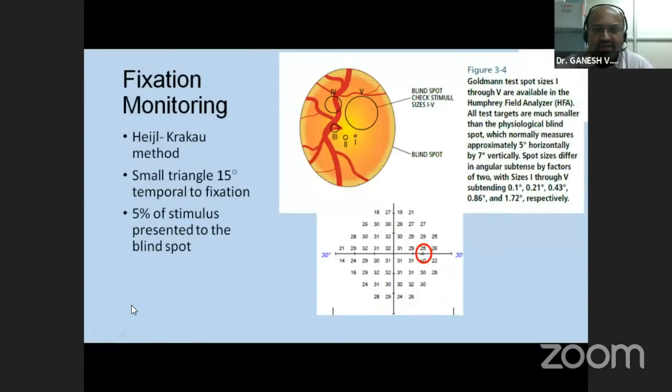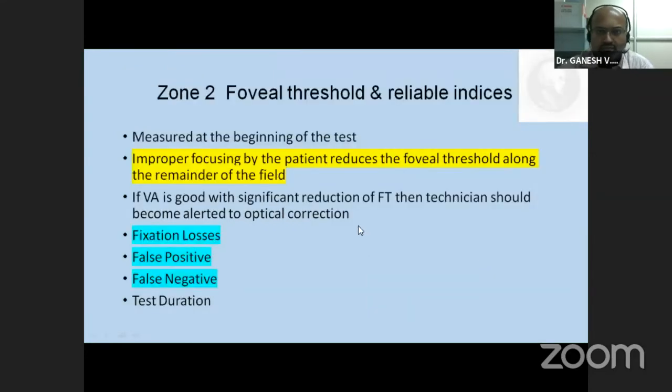Fixation monitoring is again done by the Heijl-Krakau method. So you have 5% of the stimuli presented to the blind spot. And if you see the image here, all the sizes of the stimuli are smaller than the blind spot, so they are designed in such a way that they fall within the blind spot. And in the visual field grayscale, you have a small triangle which shows that this is the area which has been tested for the blind spot.